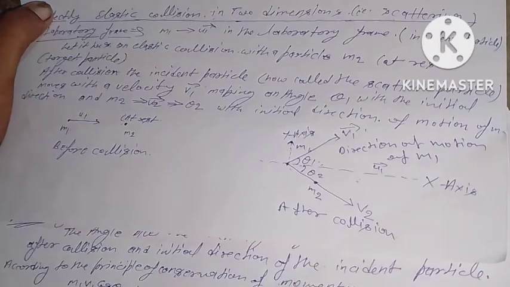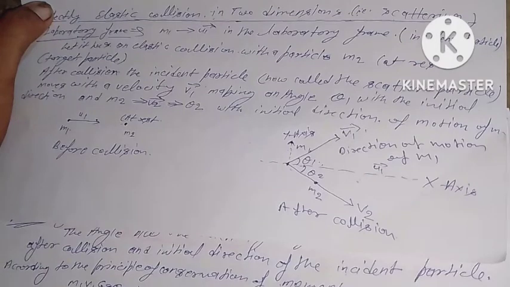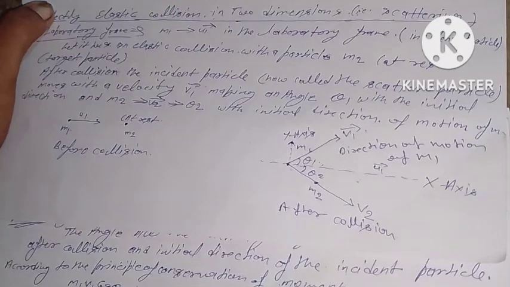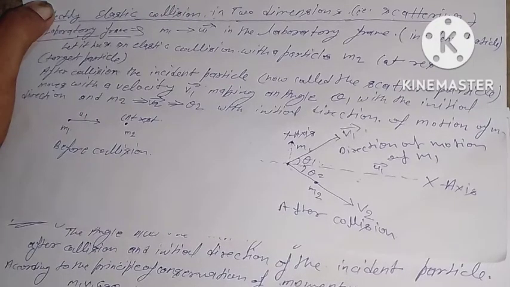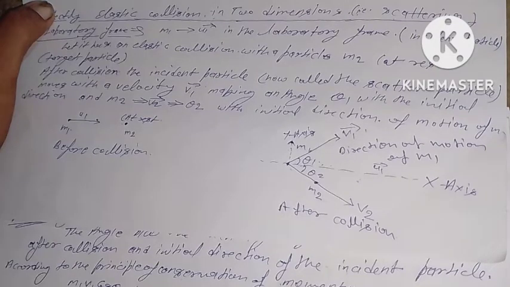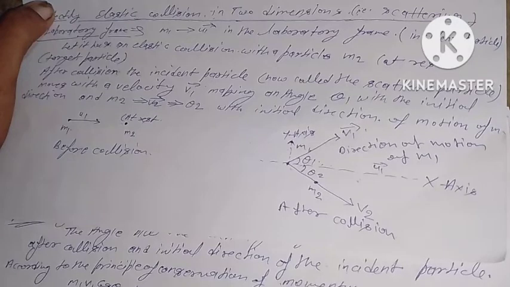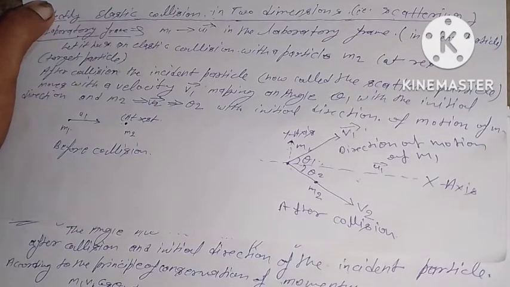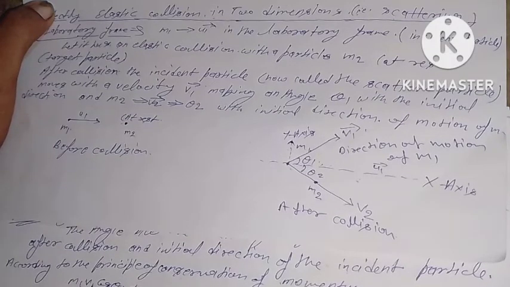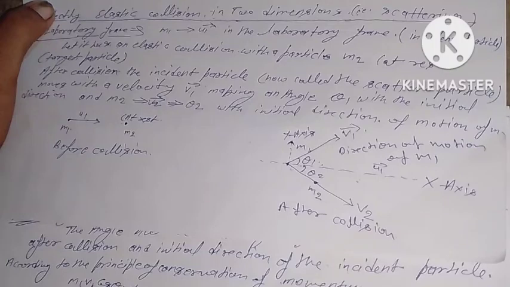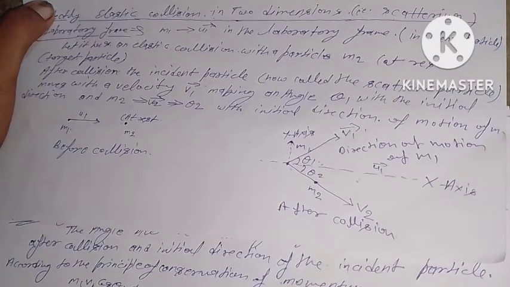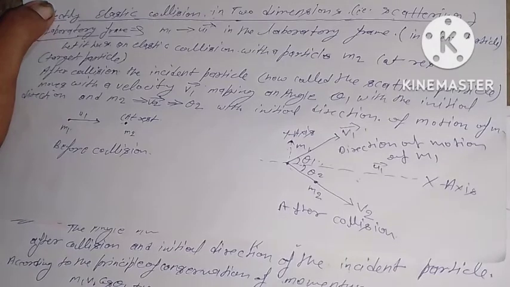And m1 v1 sin theta1 minus m2 v2 sin theta2 equals 0, because before collision the y component of momentum is 0.